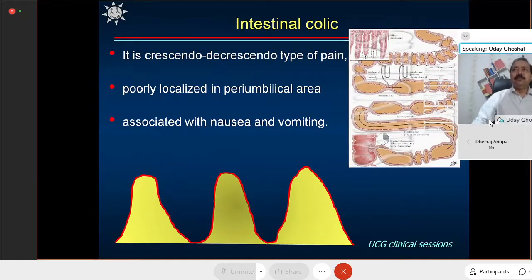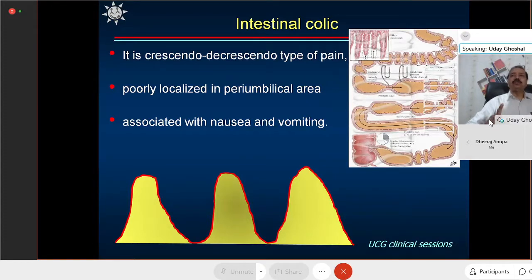When we ask people or students, what do you mean by colic? Many a time, unfortunately, we don't get a right answer. What is a colic? Colic occurs because of obstruction to the hollow viscera. Now, why does colic occur? Colic occurs because there is an obstruction to, let us say, the intestine.